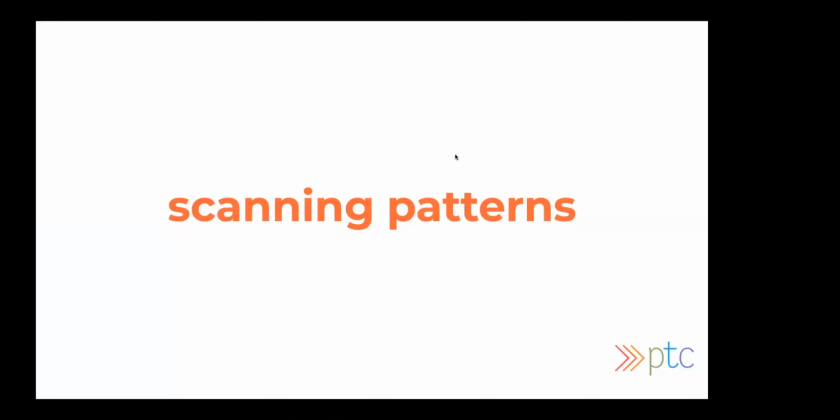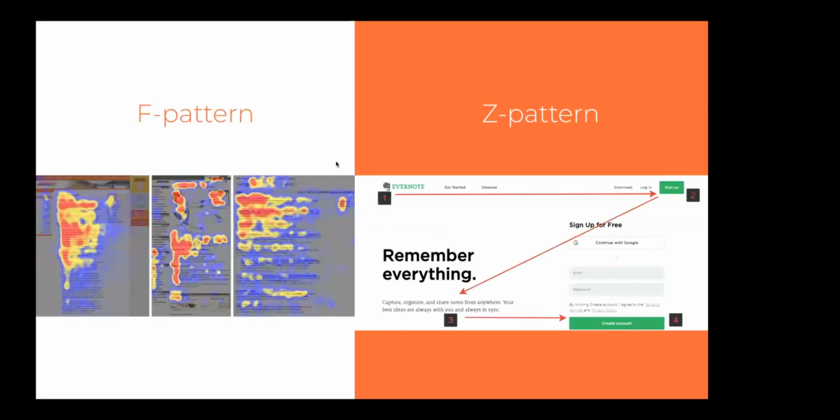Going to a different category, we will introduce you to some scanning patterns. We have two types of pattern. The first one is the F pattern, which means the user starts by scanning the upper part of the content area. They move down to read across a shorter horizontal line for any element that stands out. And lastly, they scan the content's left side in a vertical movement for keywords.